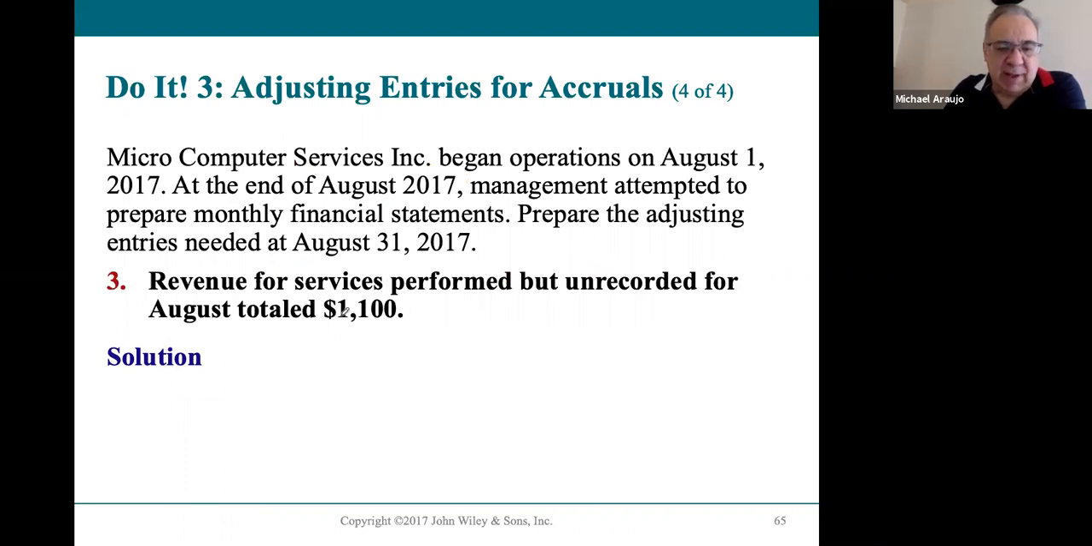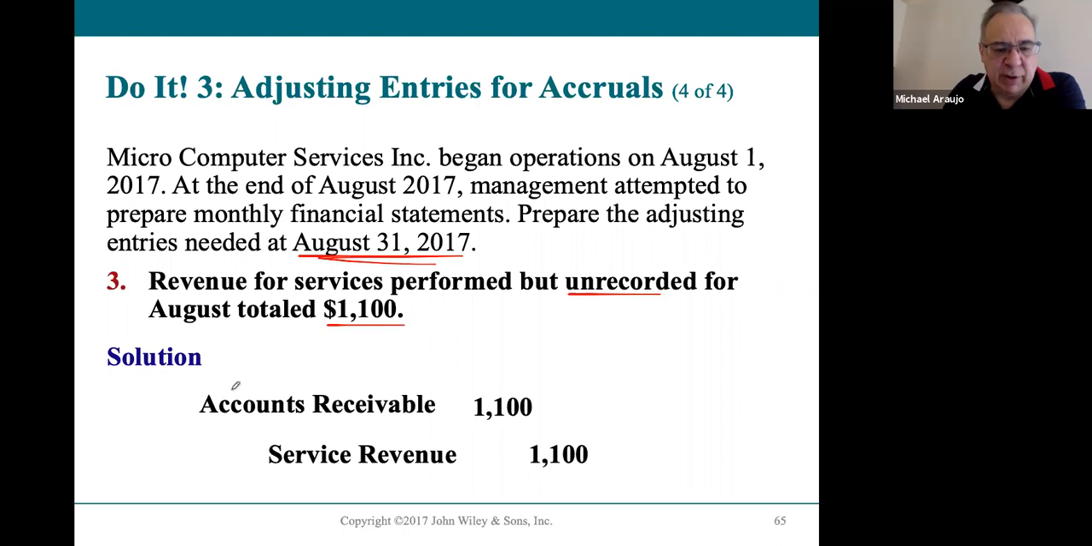And the last one is they performed services. They just forgot to record them in August. So this revenue was done in August, and so it should be on the August income statement as revenue. So for August 31st, you're simply going to set up, and again, the date is missing, but it should be there, a receivable for $1,100 to make sure that that revenue is in August, so it shows up on the August income statement. That's the goal. That's it.